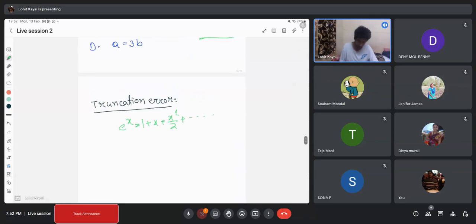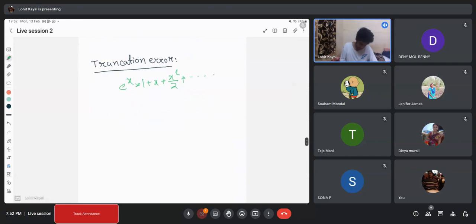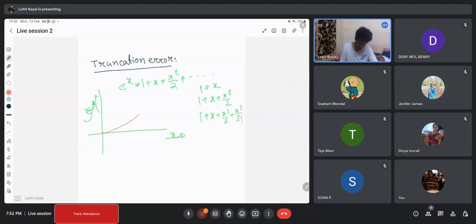Now, from the plot we have seen something like this. This is the x, and this is the y. I plotted 1 plus x, 1 plus x plus x square by 2, and 1 plus x plus x square by 2 plus x cube by factorial 3. Suppose this is the original curve. We have seen that up to some distance, the 1 plus x agrees very well.